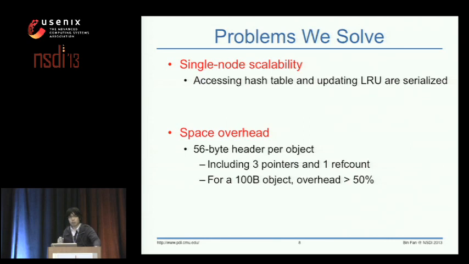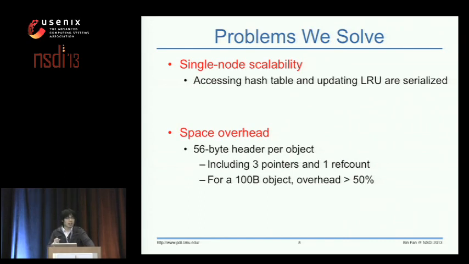The first problem we are trying to solve in this work is single node scalability. Memcached was originally designed as a single node, single thread program. Later on, it was extended to support multiple threads and to utilize the many cores on modern CPUs. However, locks, especially global locks, are used extensively in Memcached in order to protect its shared data structures. So in this work, we explore how we can share data structures among different threads.